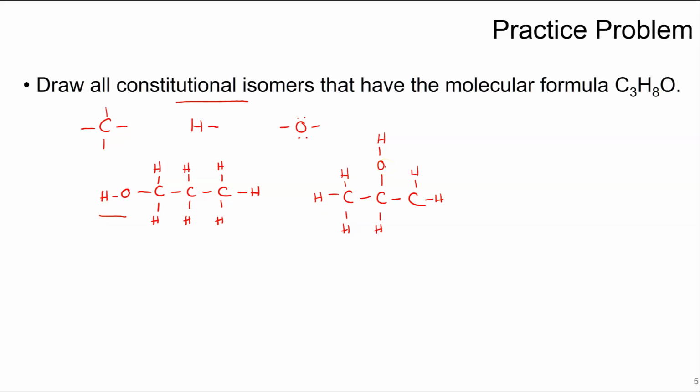That's a different isomer. One other one that you can make is sandwiching the oxygen between two carbons. So now the oxygen makes two bonds. That one's happy. We just have to fill in hydrogens everywhere else. So that would be the three constitutional isomers of C3H8O.